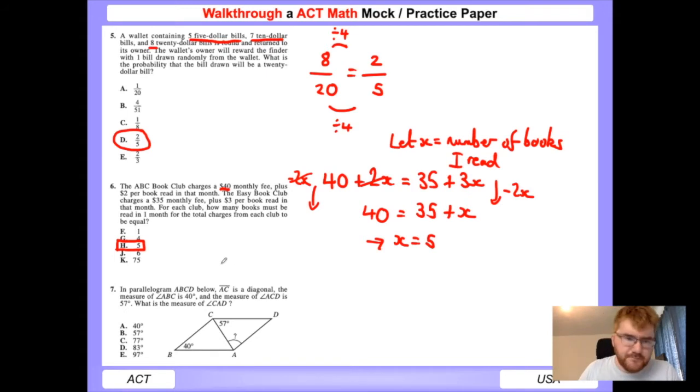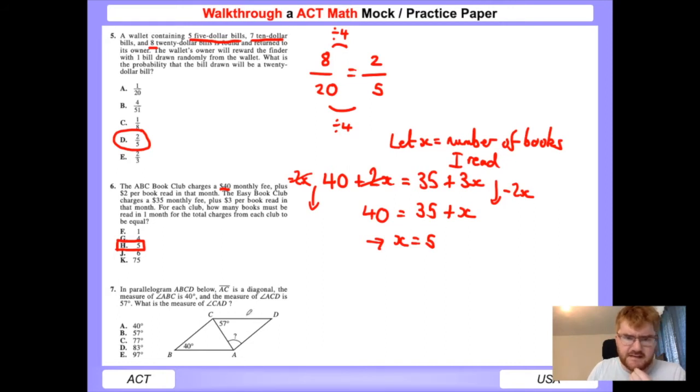And question 7. So in parallelogram ABCD below, AC is a diagonal. The measure of ABC is 40 degrees. Yep, we're given this. Measure of ACD, yep, given this is 57 degrees. What's the measure of angle CAD, which is the one with a question mark?